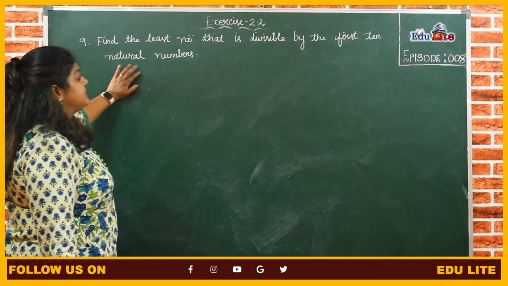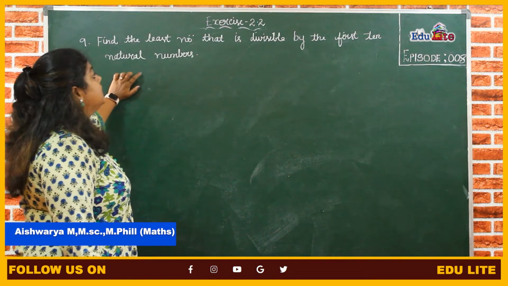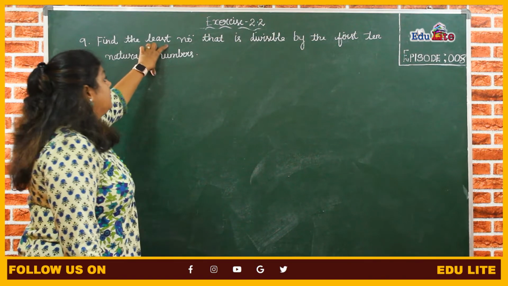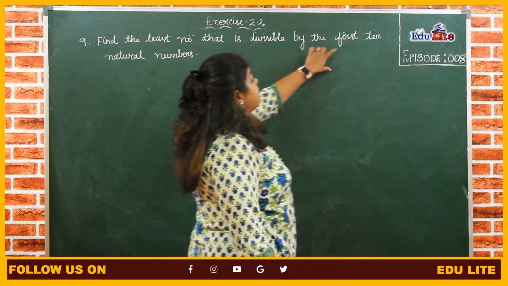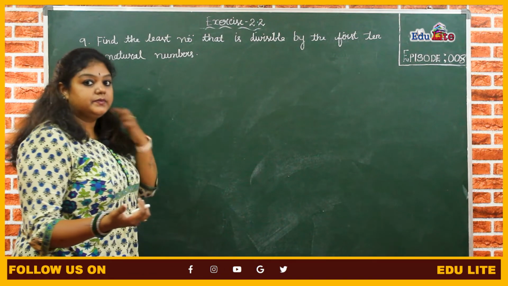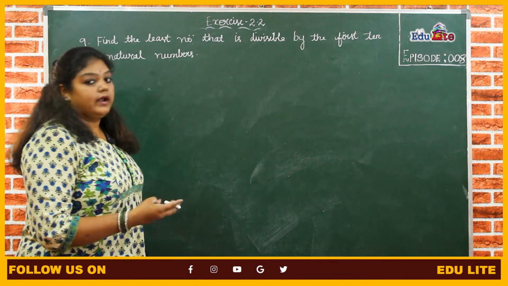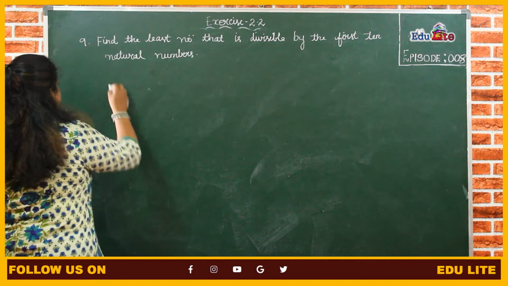Ninth problem in exercise 2.2: we are asked to find the least number that is divisible by the first 10 natural numbers. Natural numbers begin with 1. First 10 natural numbers, in the sense, is 1 to 10. Okay, let us find it.